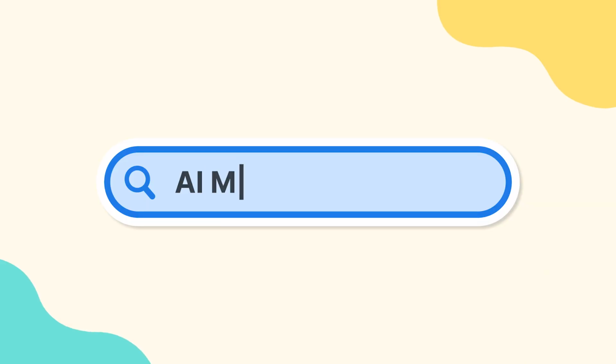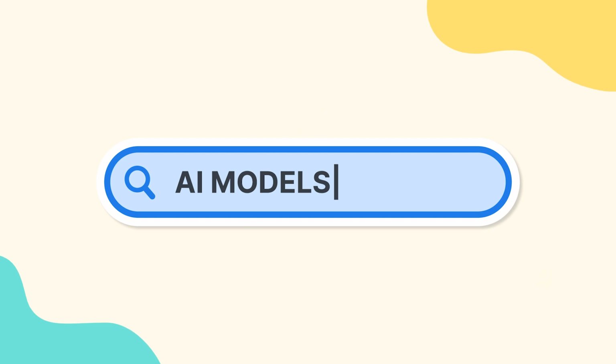I'll explain what each factor is and what you can do to get your website in shape for it. Who knows? Maybe you've been doing everything right all along. So the first SGE ranking factor is AI models. It's not as vague as it seems.